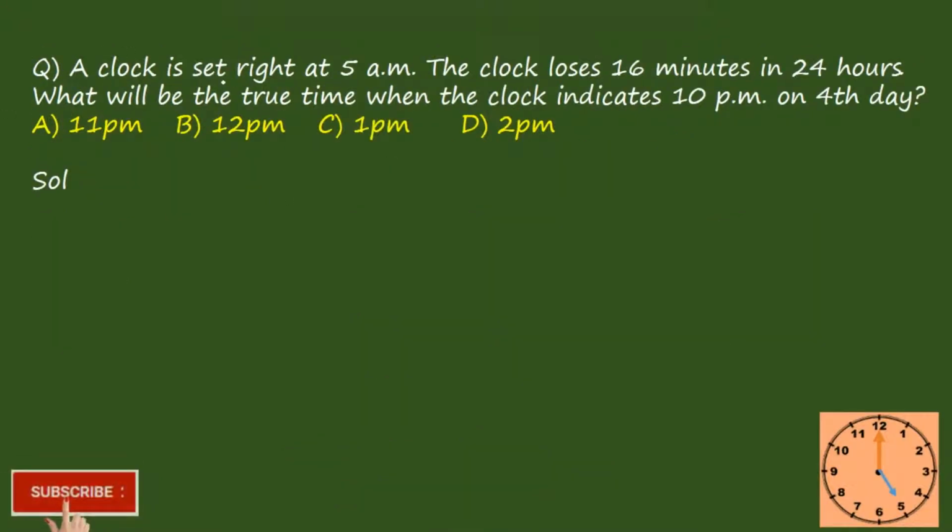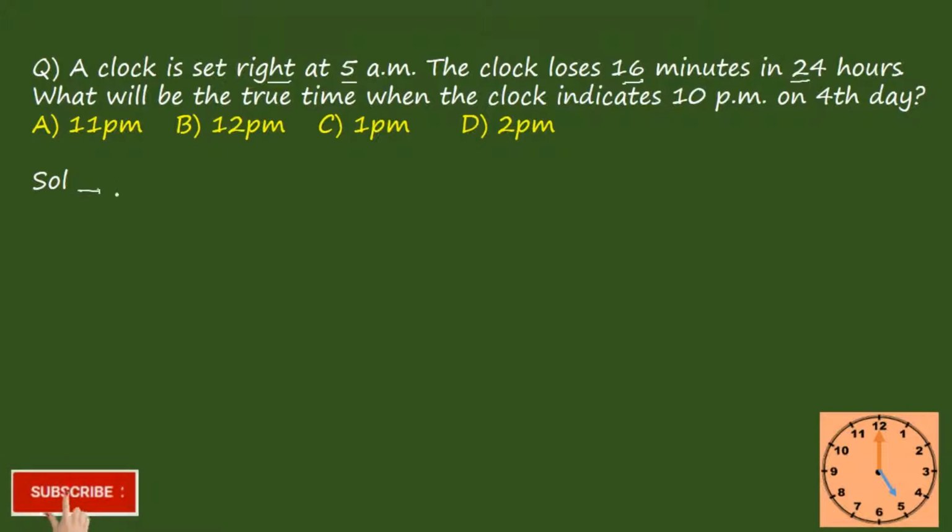Next question: a clock is set right at 5 a.m. The clock loses 16 minutes in 24 hours. What will be the true time when the clock indicates 10 p.m. on the fourth day? What is there in the question is: the clock is correctly set at 5 a.m.